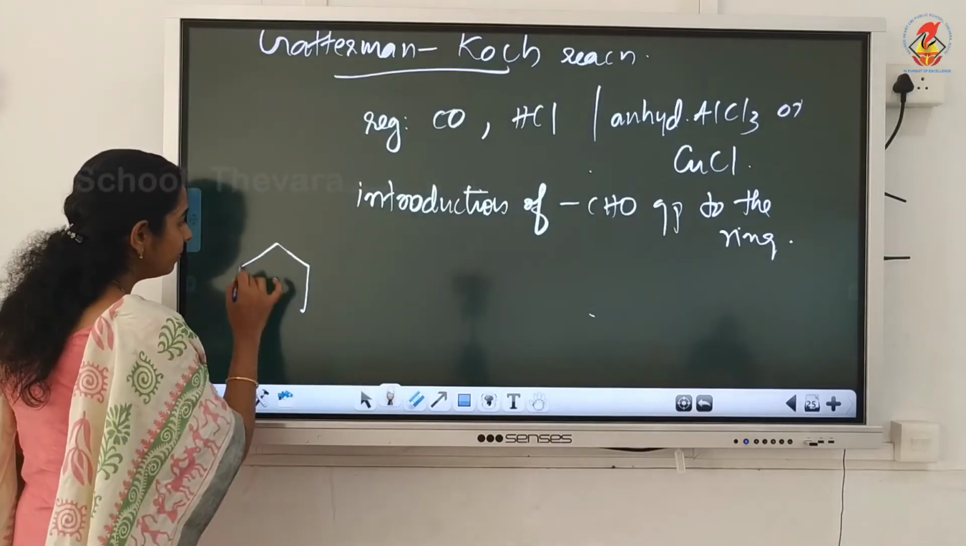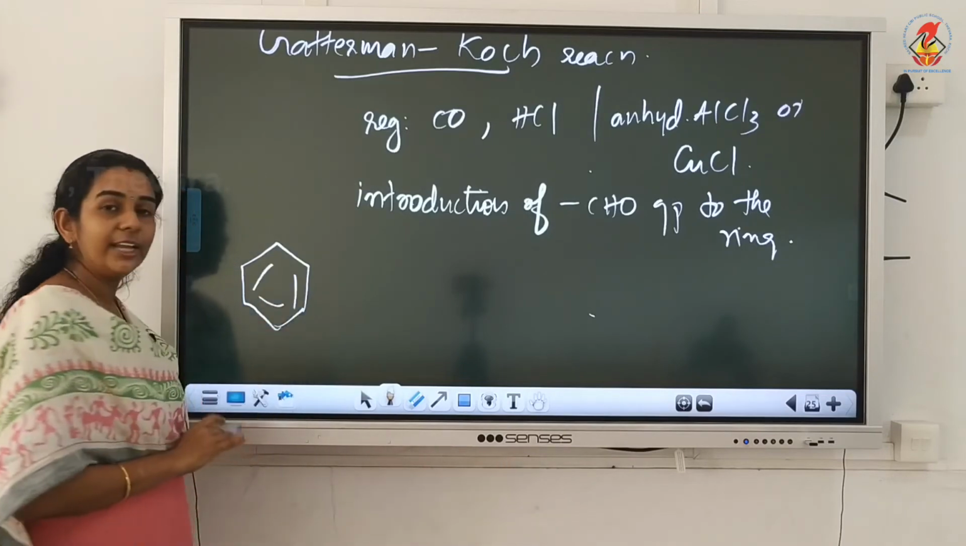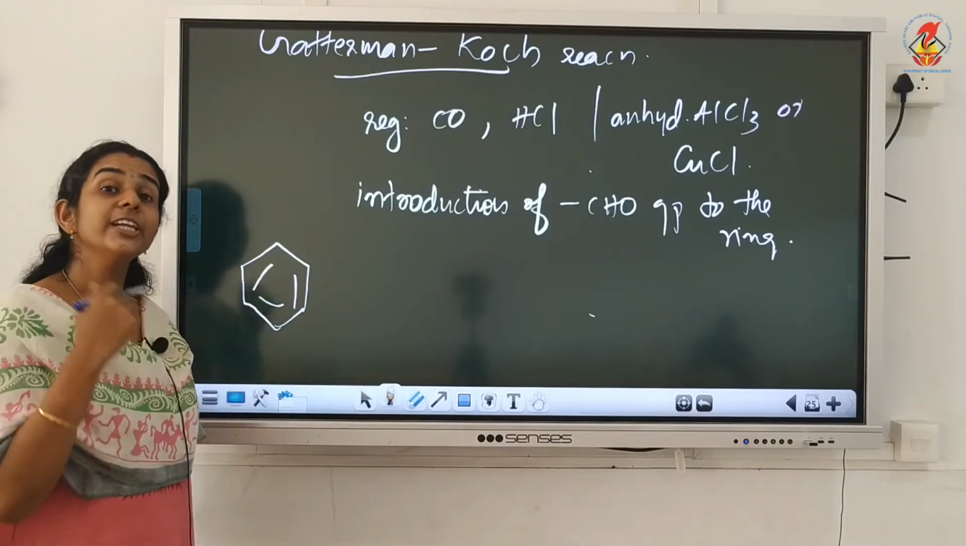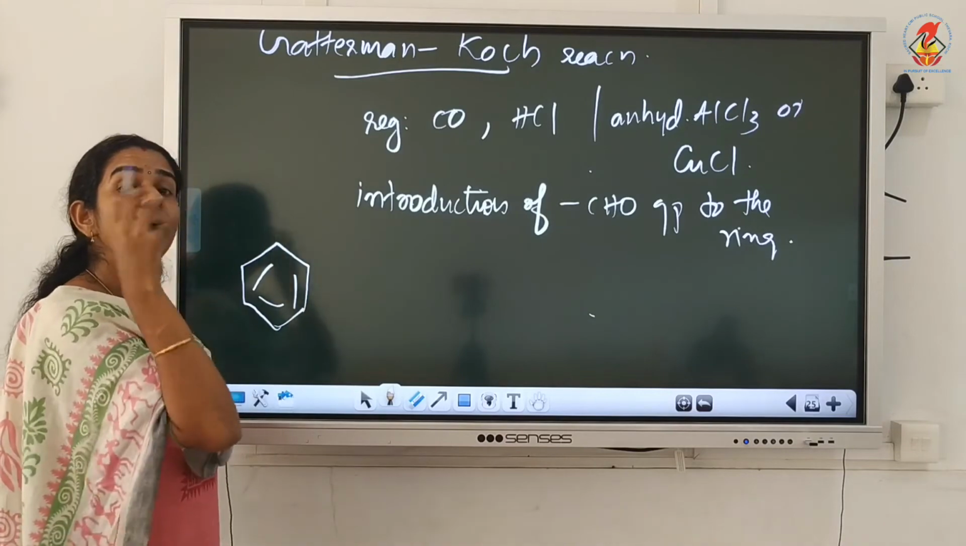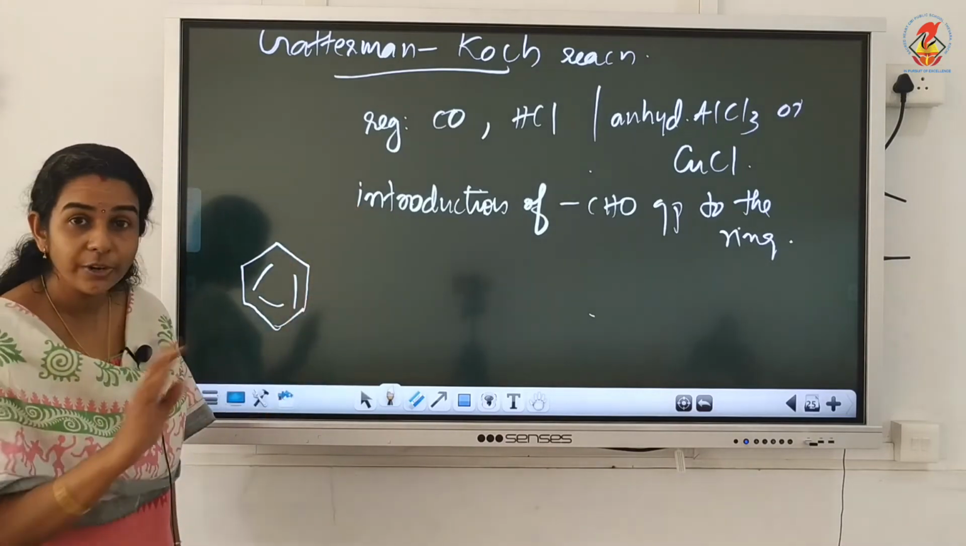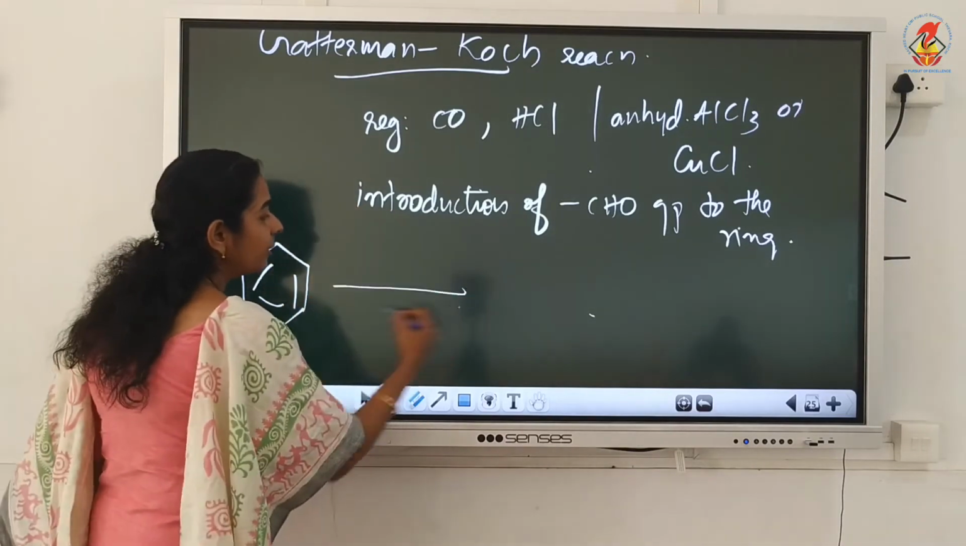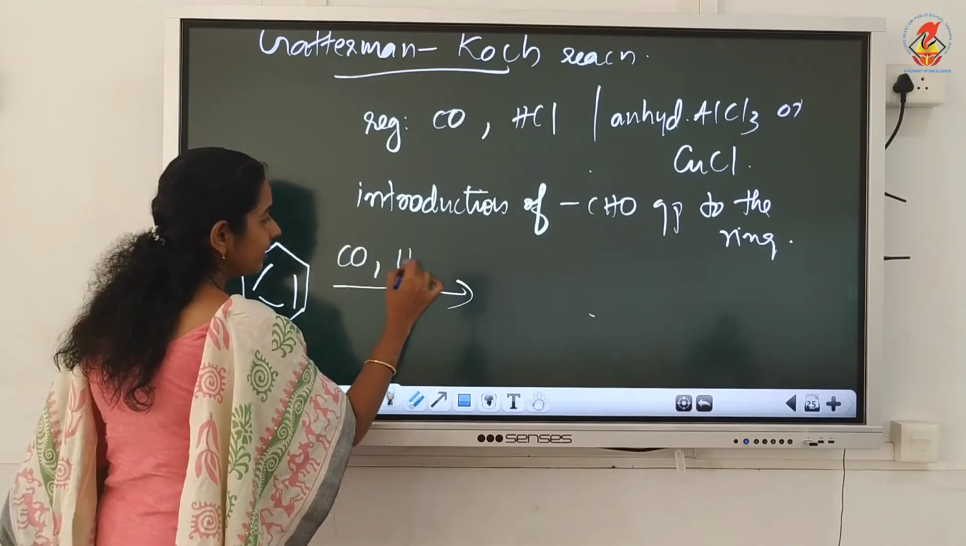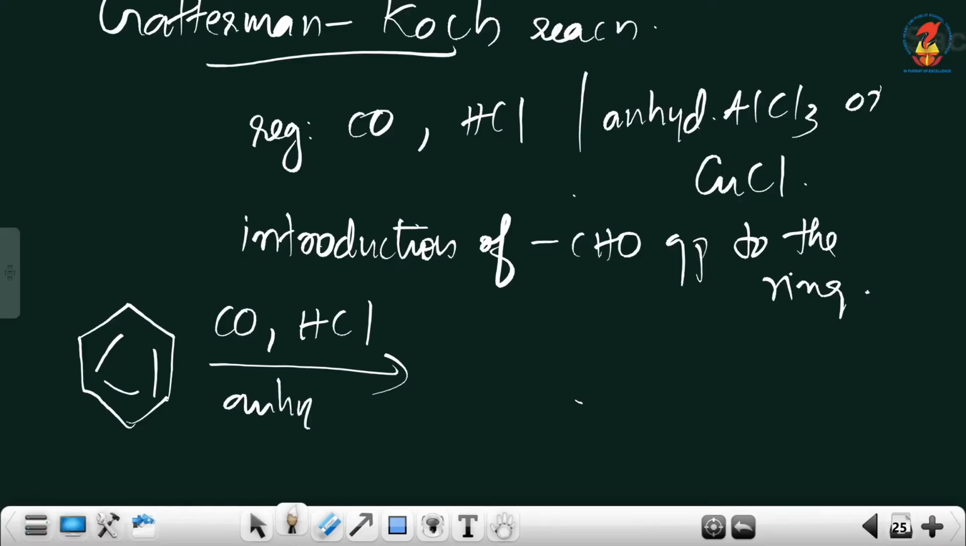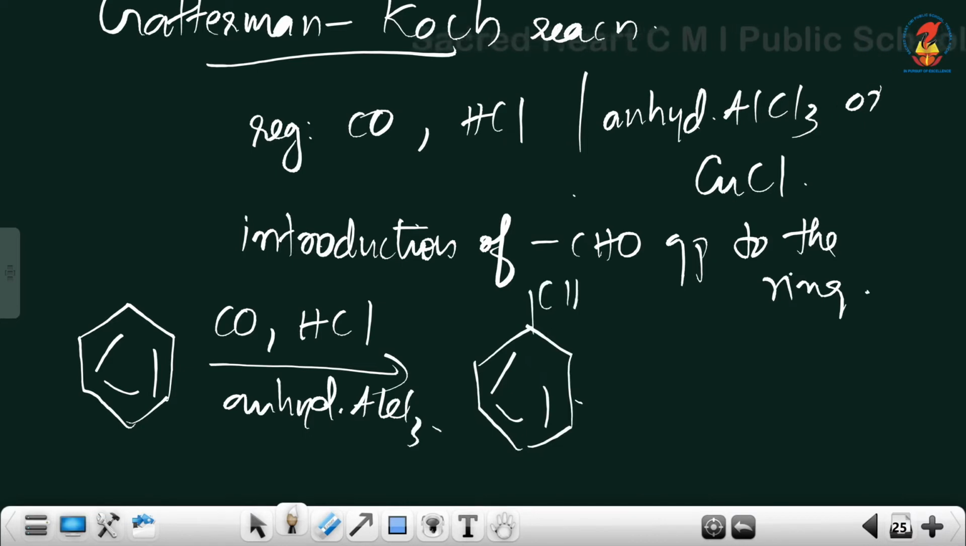The equation can be written so that here we need to take only benzene. We are introducing the aldehyde group as such to the benzene ring, no conversion. On treatment with carbon monoxide and hydrogen chloride in presence of anhydrous AlCl3, what happens is very simple. There is no other intermediate. The CHO group will be introduced to the benzene ring and we get benzaldehyde.